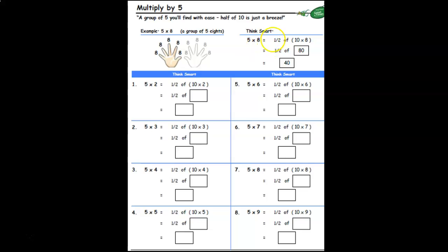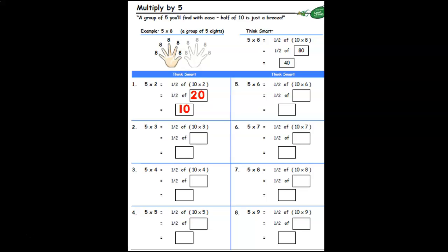Just half as much. So if I know 5 times 8, I know that 10 times 8 is 80. Well, half of that is 40. Let's do some together. 5 times 2. Think 10 times 2 is 20. I know that. Half of that is 10. So 5 times 2 is 10.